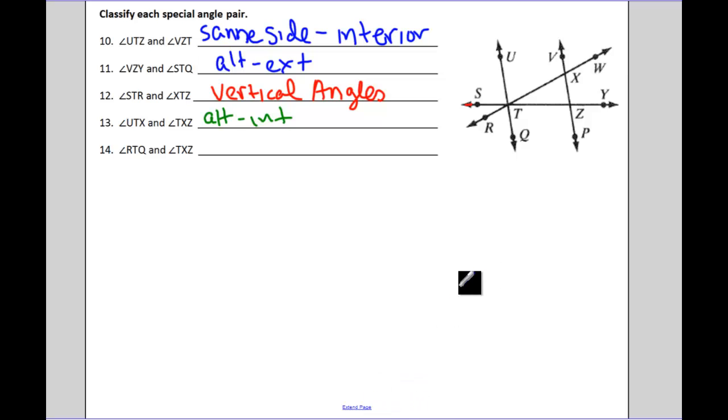Last set. RTQ and TXZ. Might be kind of hard for you guys to see those. This angle here and this angle here. One line, our transversal. Those are both above our lines and on the same side of the transversal, so those are corresponding.